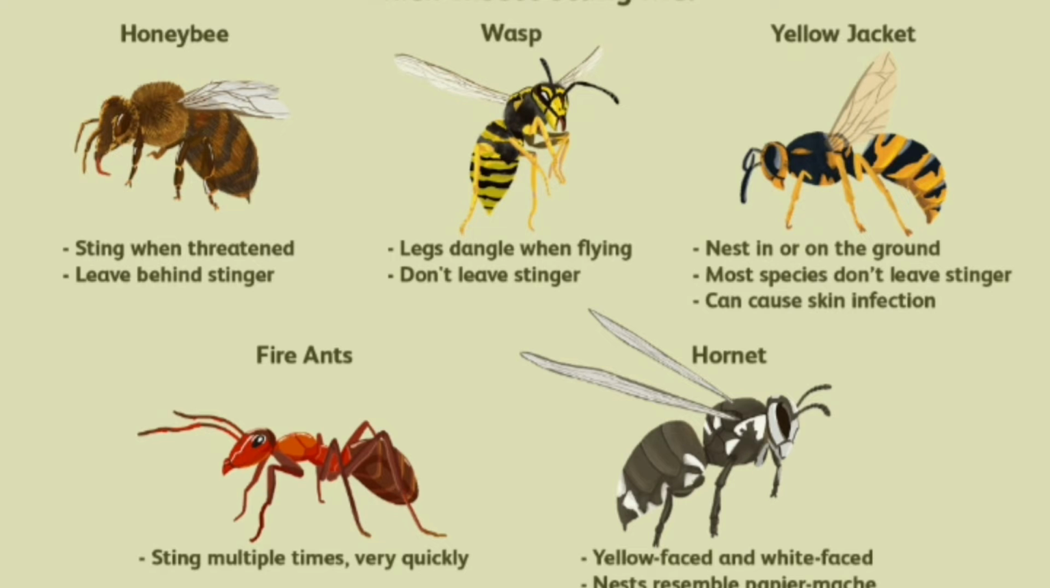The next one is about bites and stings. Here you can see some of the insects and vectors that can transmit diseases and can bite or put stings inside. Like honeybees, wasps, yellow jackets, fire ants, and hornets, and many more. These are only some pictures.